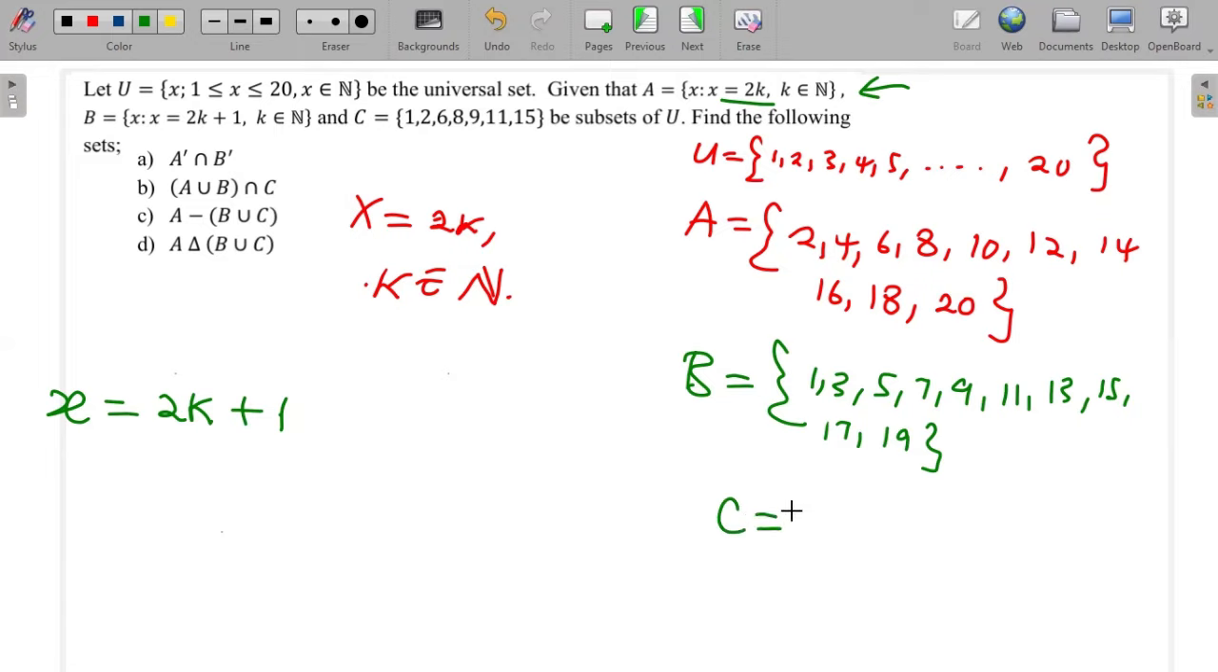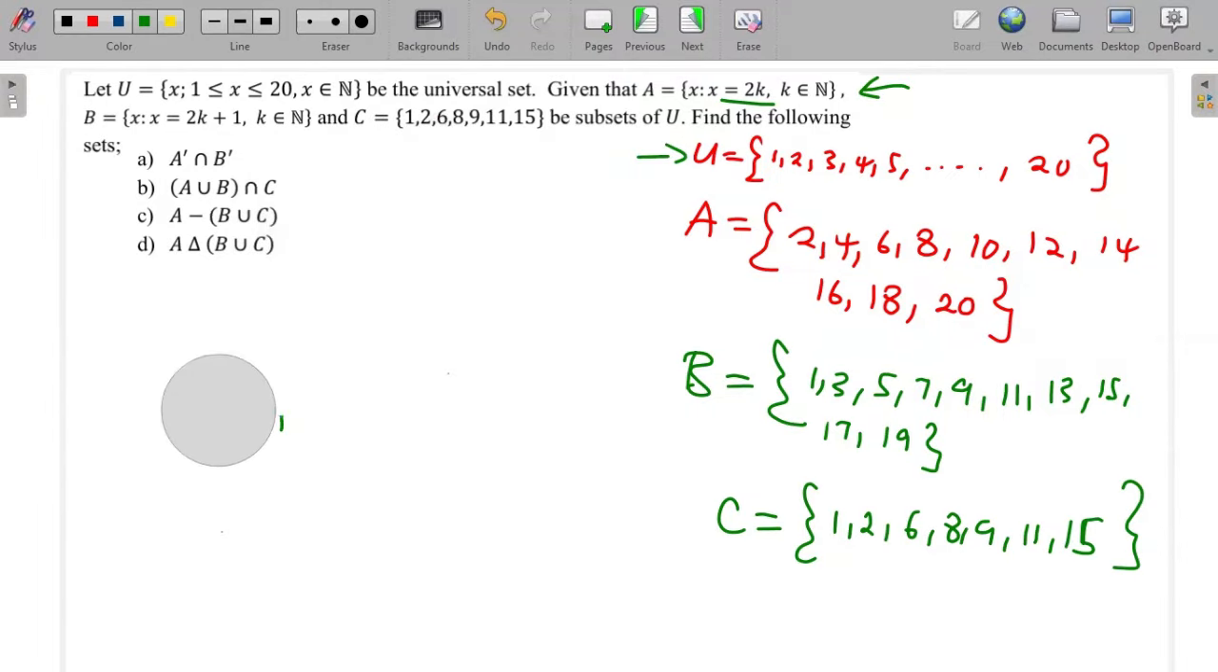And then my set C has already been given there as 1, 2, 6, 8, 9, 11, 12, 15. All these are subsets of the universal set. So now the question is, find the following. The first one is A complement intersection B complement.